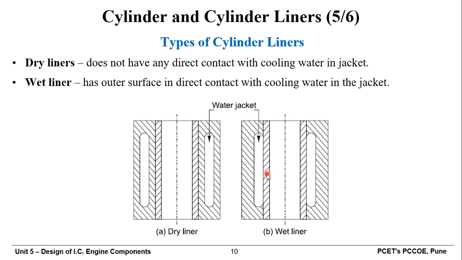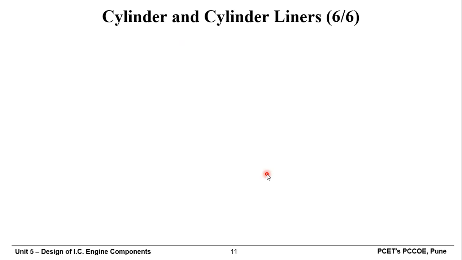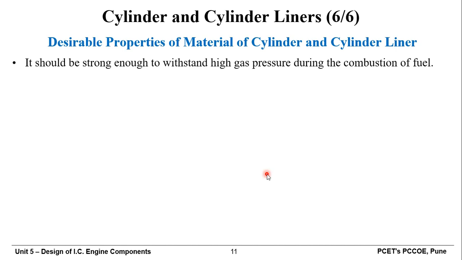Also, as a design engineer, you can have your own design strategy, either to go with the dry liner or the wet liner, and complete that design. Then a very important thing is that before designing the cylinder or cylinder liner, what are the essential or desirable properties of the material, or how do we select the material for the cylinder and cylinder liner? That is a very big and critical question. Some of the answers I have already given, but we will discuss them once again.